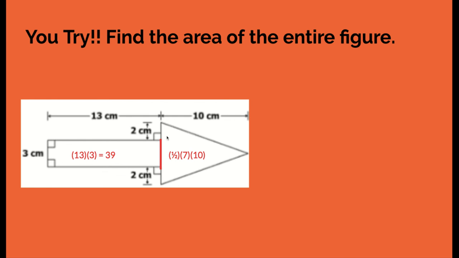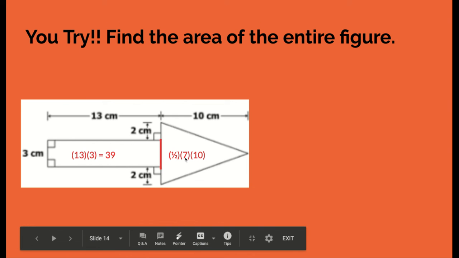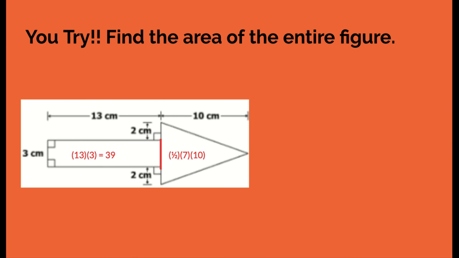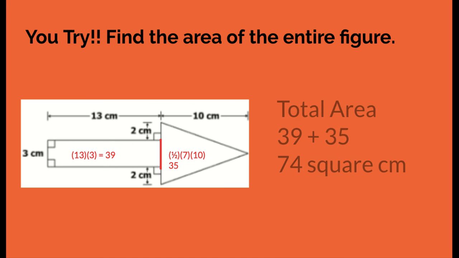I got this 7 by doing 2 plus 3 plus 2. And that gets me 7 for the base of the triangle. And this 10 that's written on the outside of the triangle is the height of the triangle. So I multiply that all together and I get 35 square centimeters. So the total area is 74 square centimeters.